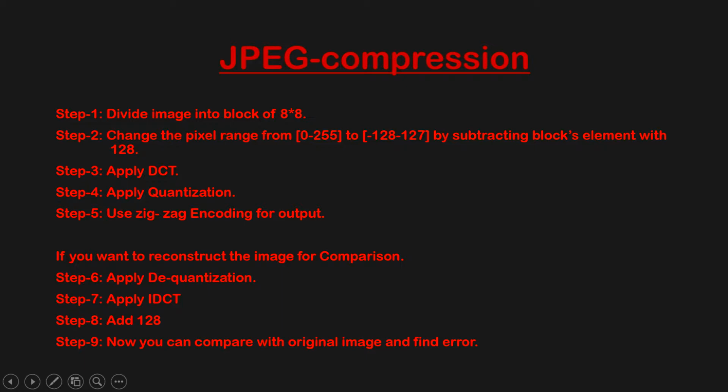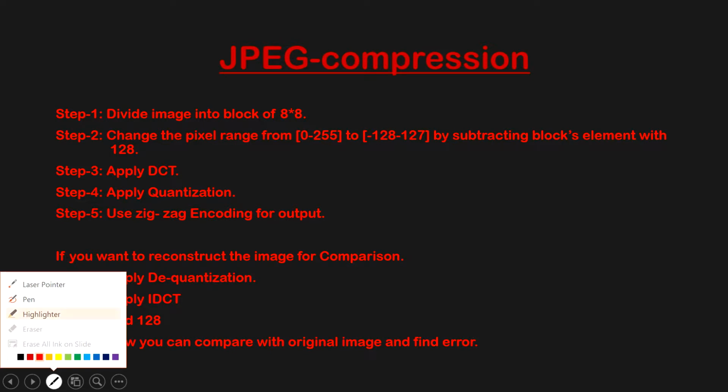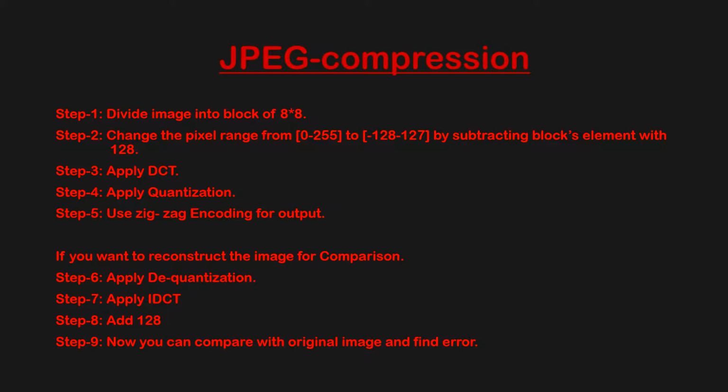So in this tutorial we are going to see how to solve the JPEG compression problem. These are some steps given, following which we can solve the problem related to JPEG compression. In the first step, we divide the whole image into blocks of 8 by 8 matrix.